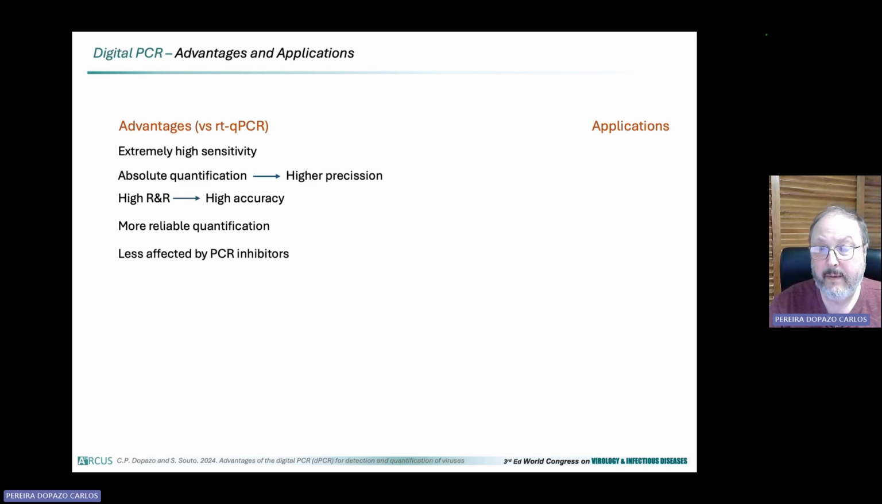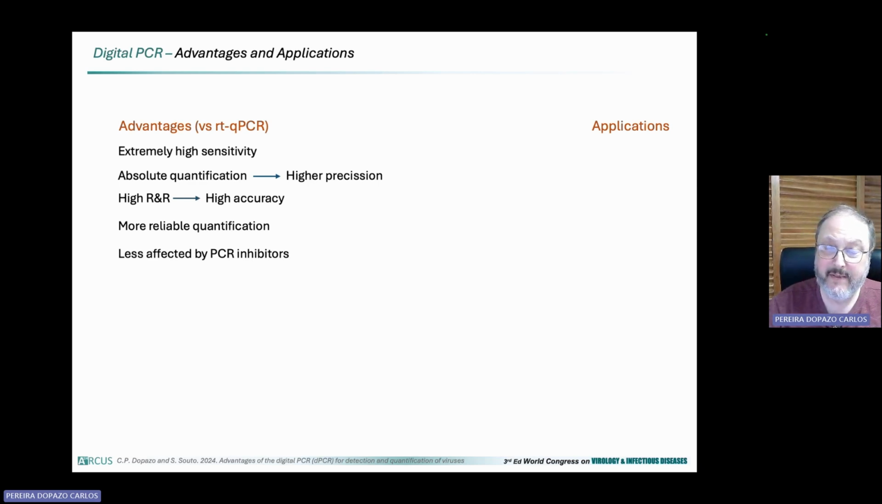Well, theoretically, qPCR is also able to detect a single molecule, but the best sensitivity that I have found in the literature, and that we were able to obtain with qPCR, was 1.5 templates per reaction, which is quite high, but not as high as we can obtain with this technology, as I'm going to show later.